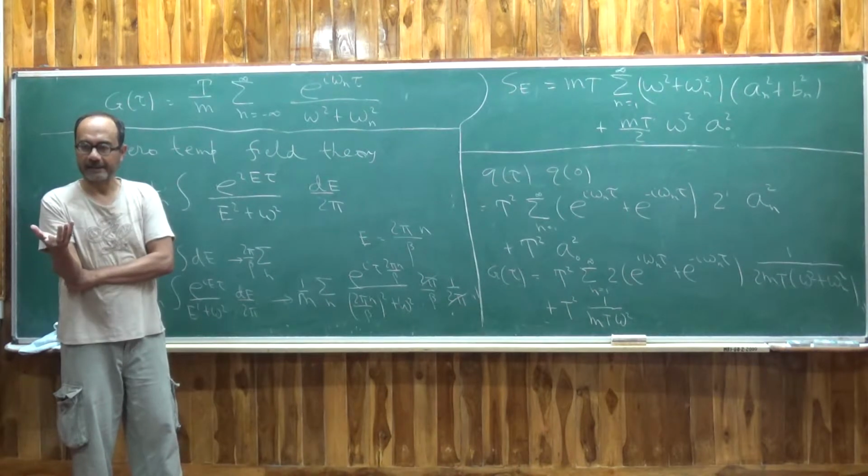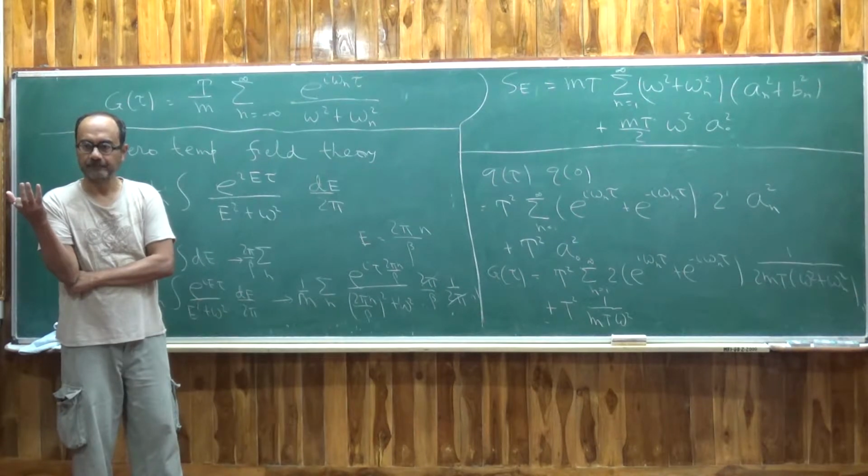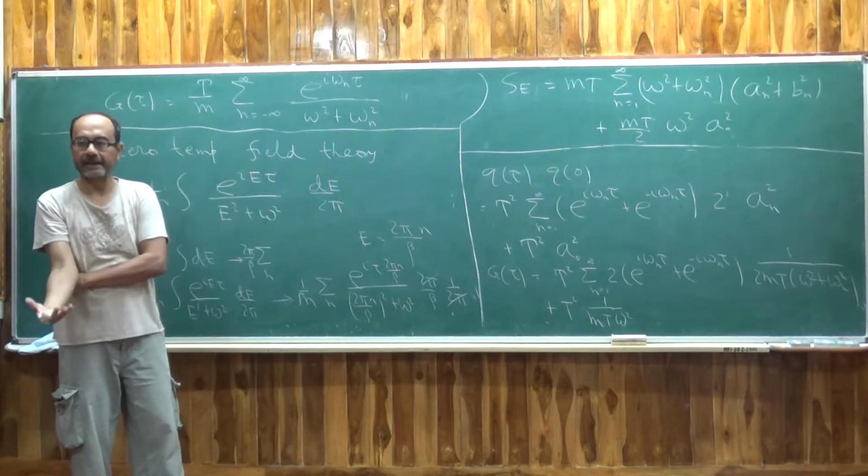Right? In Fourier space, it means that you have a discrete Fourier transform instead of a continuous energy integral. After that, you carry out identical manipulations.